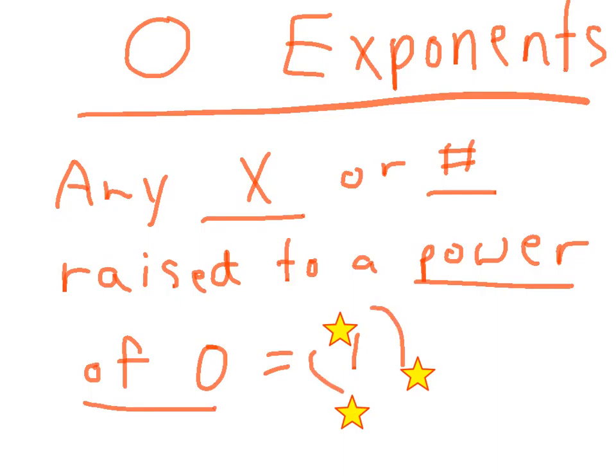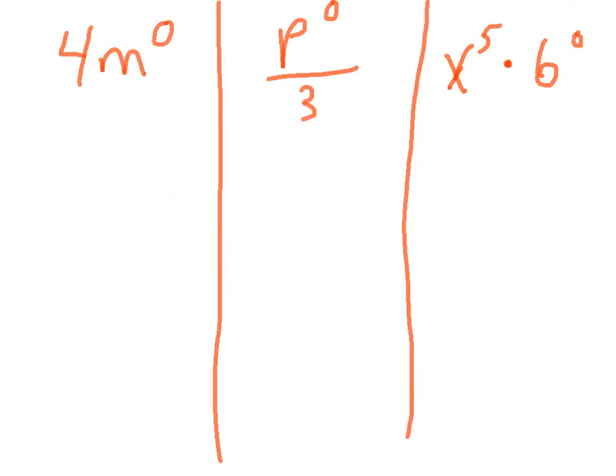That's the only rule that you need to remember. Let's try a few examples. If we have 4m to the 0 power, you're going to look at the variable. So we have m to the 0, which is what? Anything to the 0 power is 1. So we have 4 times 1, and 4 times 1 is obviously 4. Pretty simple.